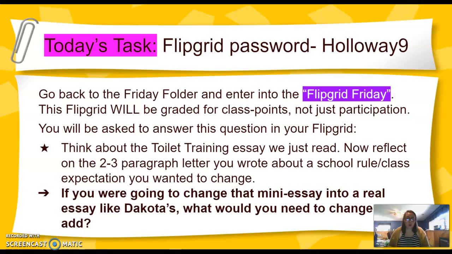So you don't have to actually go in and make the changes. All you have to do is tell me hypothetically, if you were to turn this first draft into a better second draft, what things you would have to add in or change. All right. So that wraps up the toilet training series of lessons for this week. I hope this was really helpful for you in understanding what's expected of you when you actually write an essay, and having that on the brain.